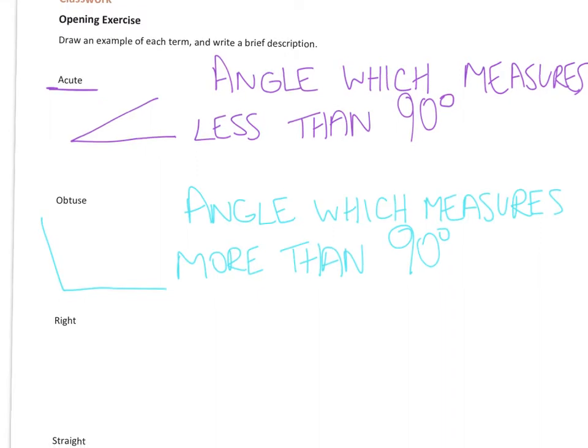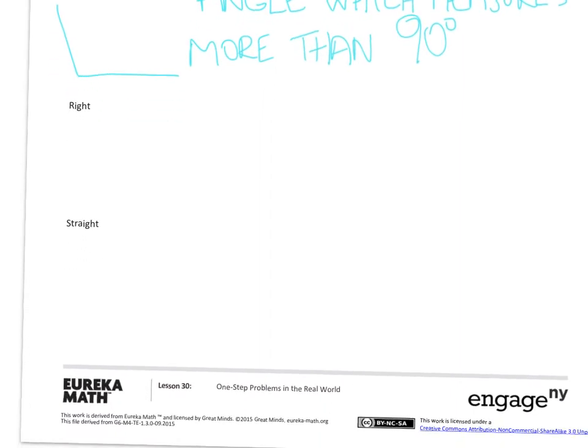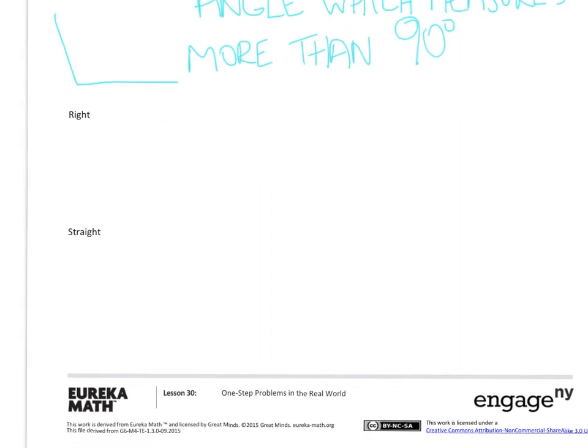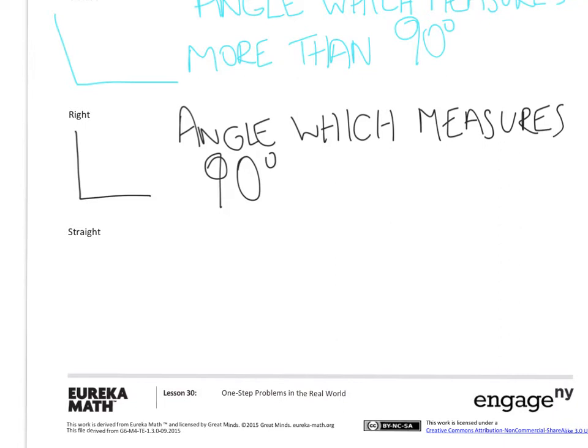Now for our next one, a right angle. This is a right angle, and that measures exactly 90 degrees. And then finally, a straight angle. A straight angle looks a lot like a line, and so we would say the measure of that angle is 180 degrees. So, straight, 180 degrees, which is a line.